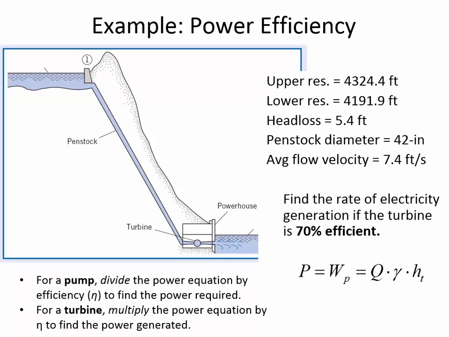Okay, so the energy equation that we are going to substitute into: P1 divided by gamma plus Z1 plus V1 squared divided by 2g plus HP is equal to P2 divided by gamma plus Z2 plus V2 squared divided by 2g plus HL plus HT.